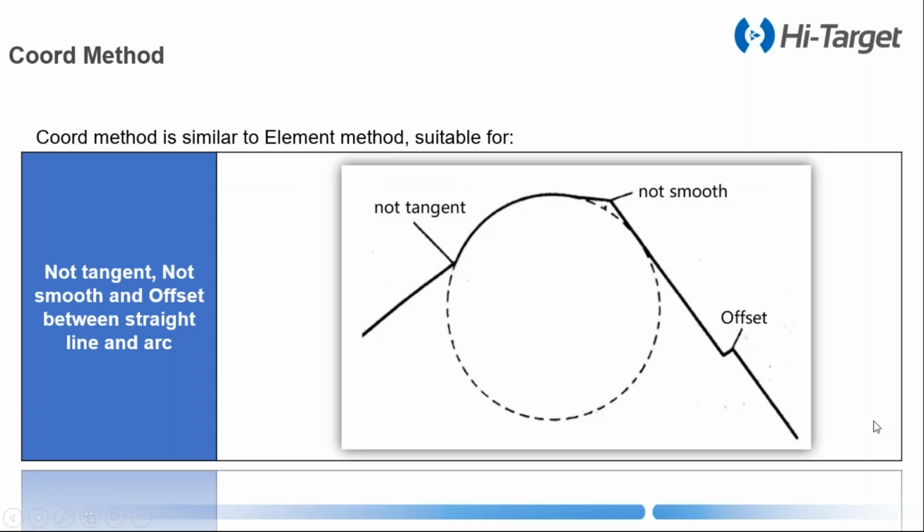And the third method is the coordinate method. Because in some situations, as you can see in this picture, maybe the straight line is not tangent with the circular curve here. And also in some special designs, the straight line is not smooth. And if there is any offset, we need to use the coordinate method.